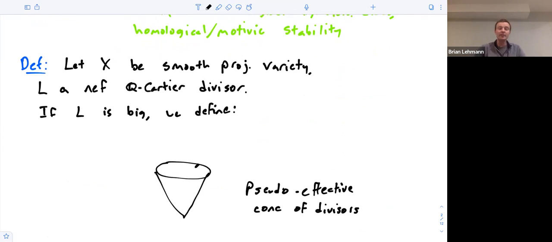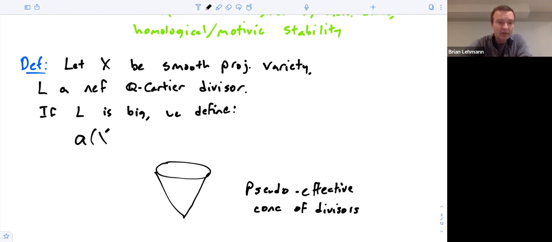Okay. So now let me define the Fujita invariant before we get any further, just to fill in that gap. So suppose that X is a smooth projective variety. In practice, we'll imagine that X is maybe Fano or uniruled. And let L be a nef Q-Cartier divisor. Nef in the sense that it has non-negative intersection against all curves. If L is big enough, then we define the Fujita invariant in the following way.